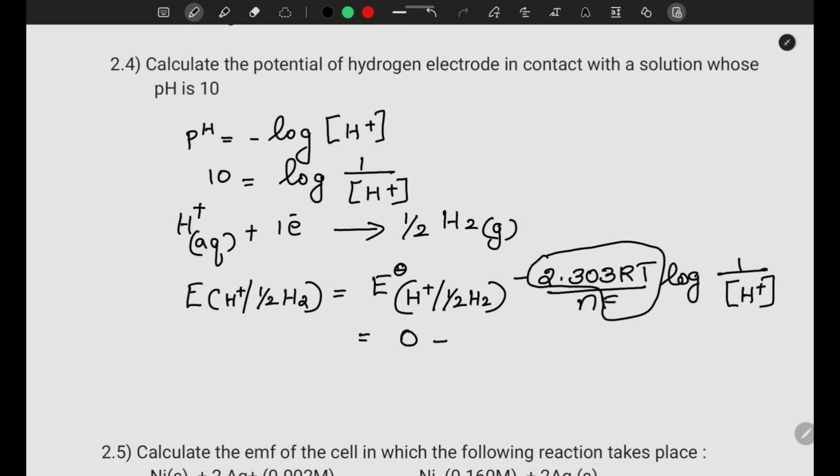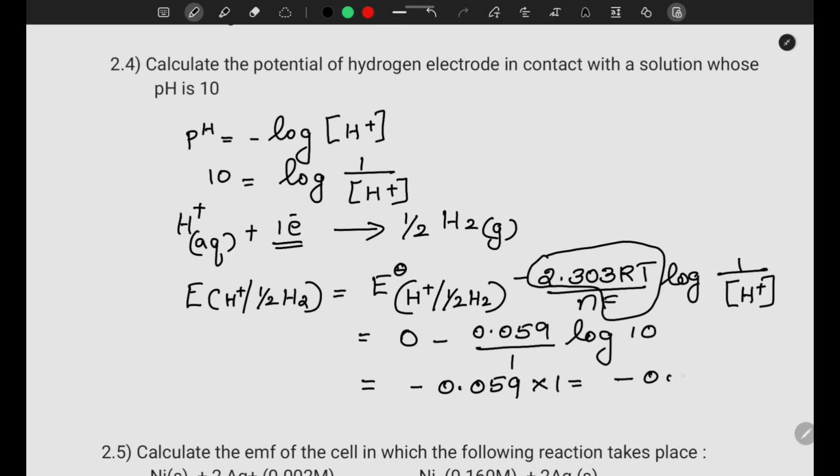That is, when we multiply 2.303 into 8.314 into temperature 298 and divide by Faraday's constant 96,487, we will get 0.059. And n is a variable that depends upon the number of moles of electron, that is 1 electron. Log 1 by concentration of H+ is given as 10, that is the pH. So from that, minus 0.059 into log 10, which is 1. So we will get minus 0.059 volt.